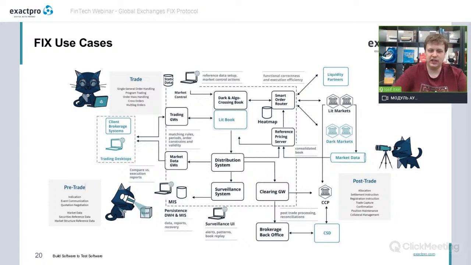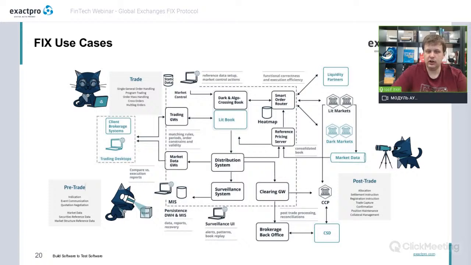Then the main application of the fixed trading protocol is in trading, where market participants submit orders and receive execution reports over fixed protocol. So it is at the top, trading.